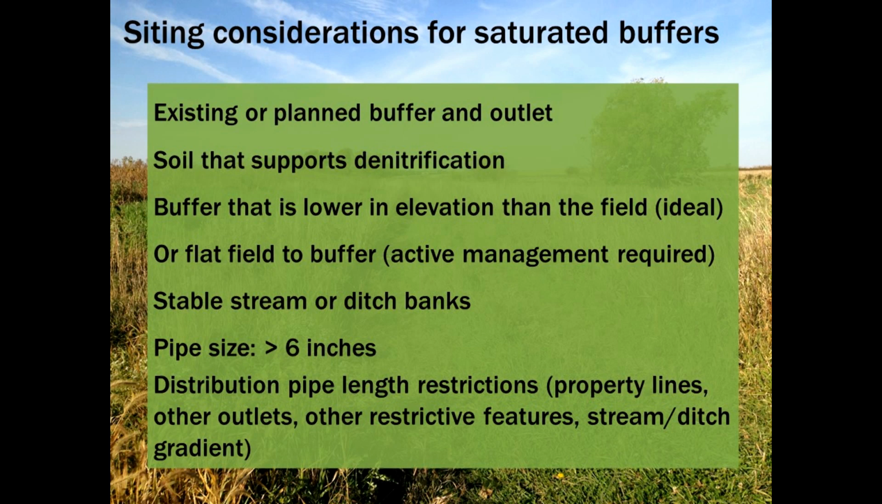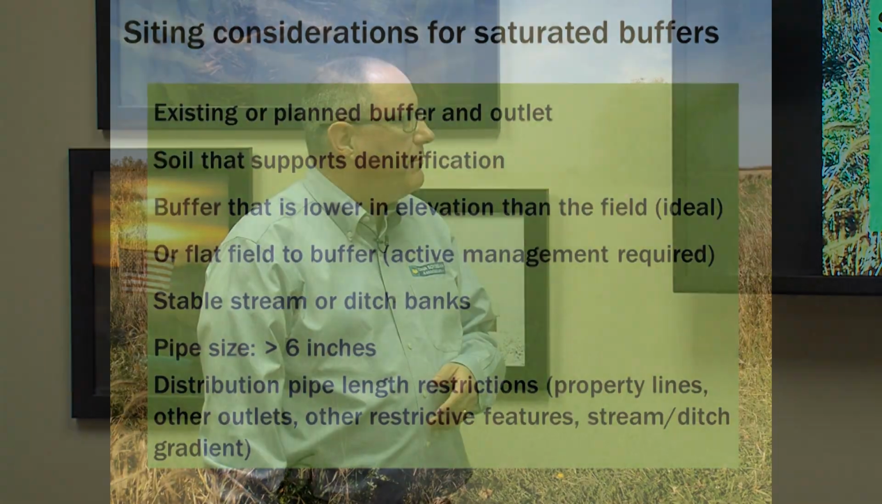Another factor is as we're pushing water through that buffer, and more than had been going through historically, we want to make sure that we're doing that with a stream or ditch banks that are nice and stable. So we want good vegetation, good stable stream or ditch banks. We don't want them really deeply incised. We don't want them poorly vegetated and where we're potentially going to cause bank erosion problems by, again, pushing more water through that buffer.